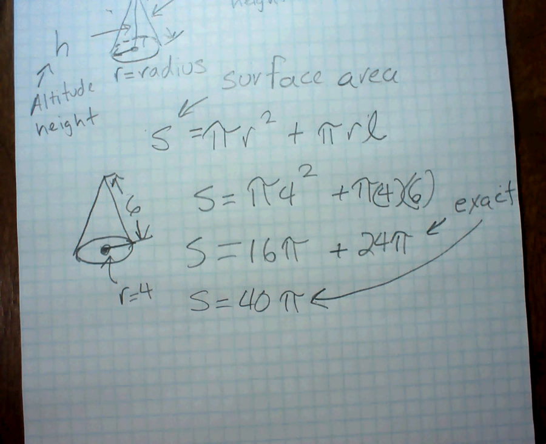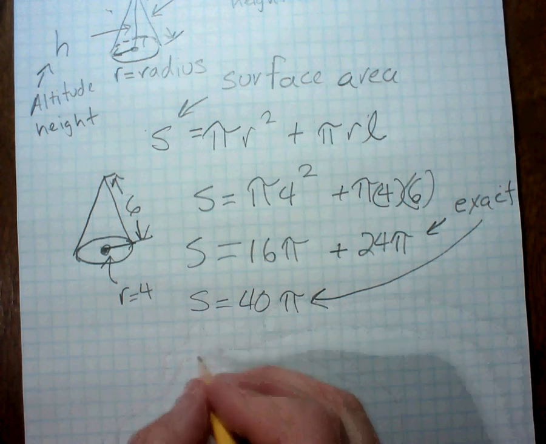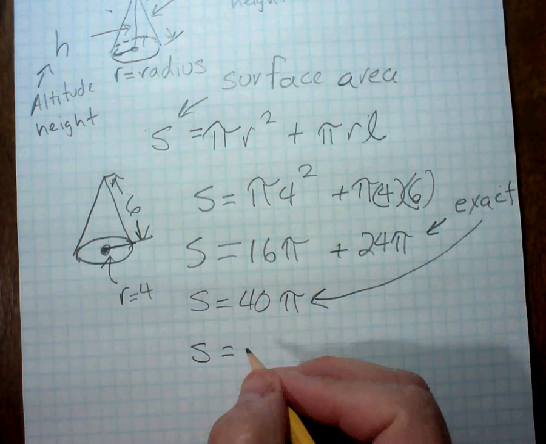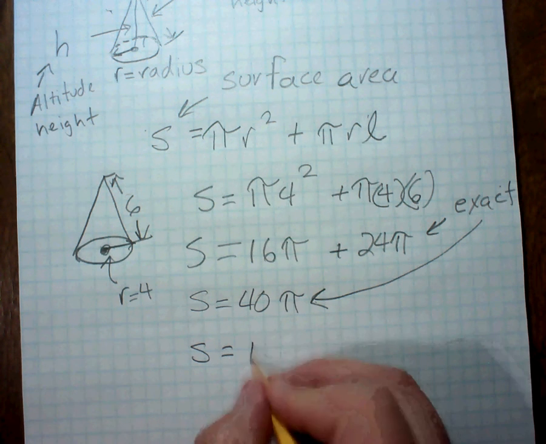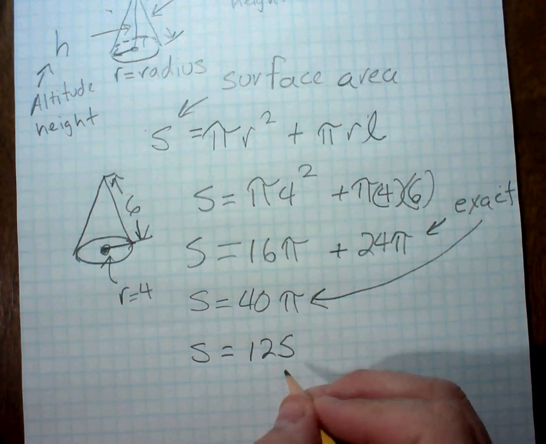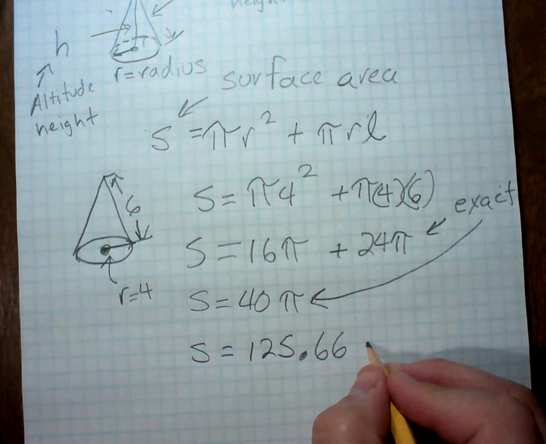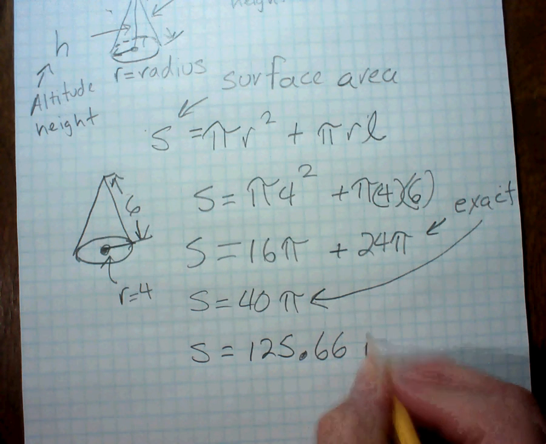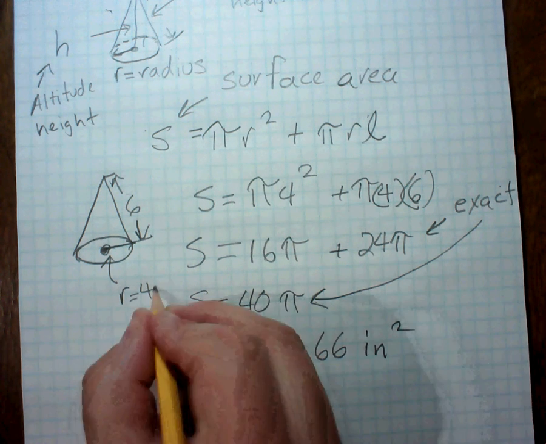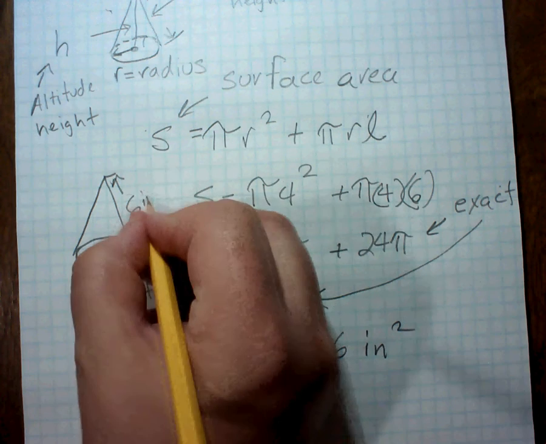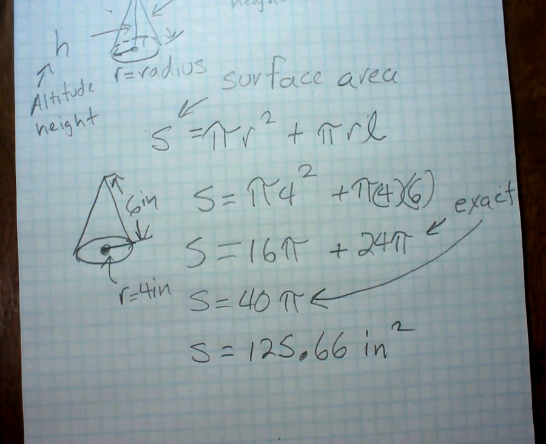Okay? And then if you were to plug that into a calculator, you get 125.66. And I believe in the textbook it was inches squared. So this must have been inches and this must have been inches. And that's your answer, the surface area of a cone.